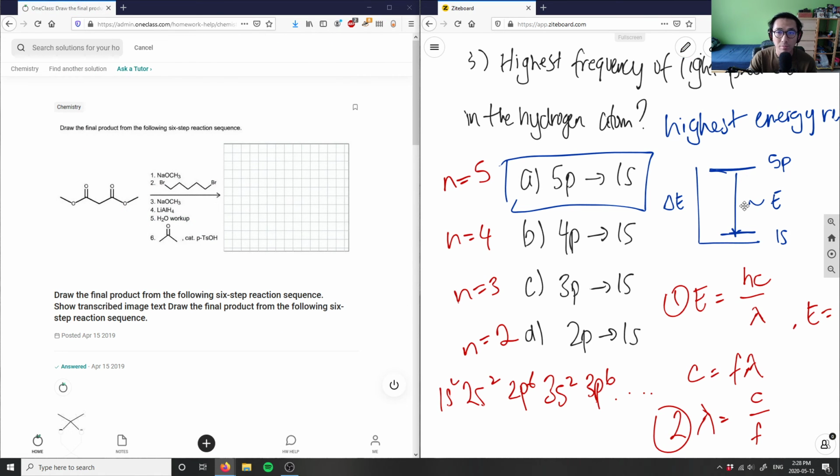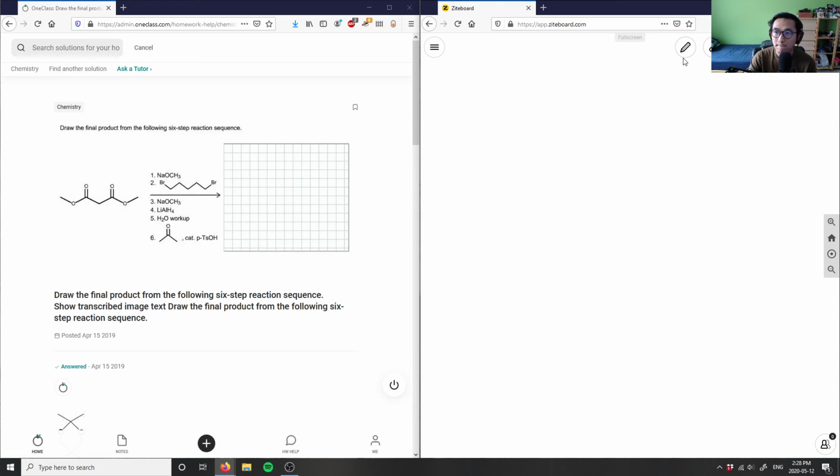Okay, let's look at number 4. Number 4 is asking us to draw the final product from the following 6-step reaction sequence. So a very long question here. This is an organic chemistry problem, so let me just draw the structure here.